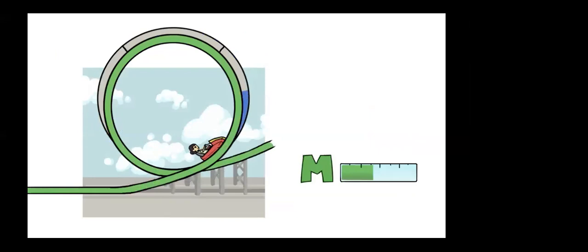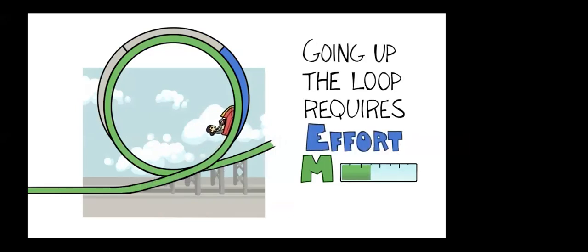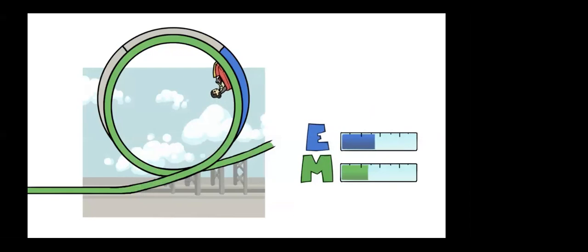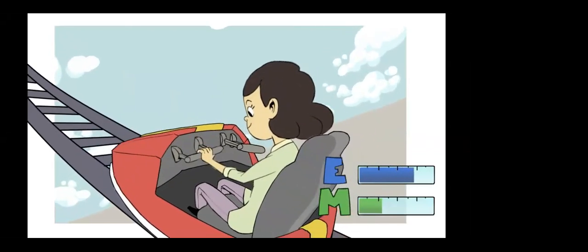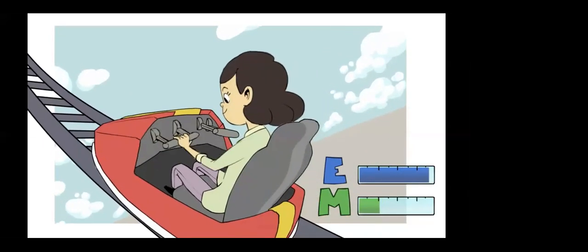The second part of your ride. It will be the hardest but most rewarding part if done well. Going up the loop requires effort. Your motivation must be strong enough to push you up the loop. You must increase the amount of effort you put into your learning. You know that as you put more effort into your learning, you will be able to reach your short-term goal.